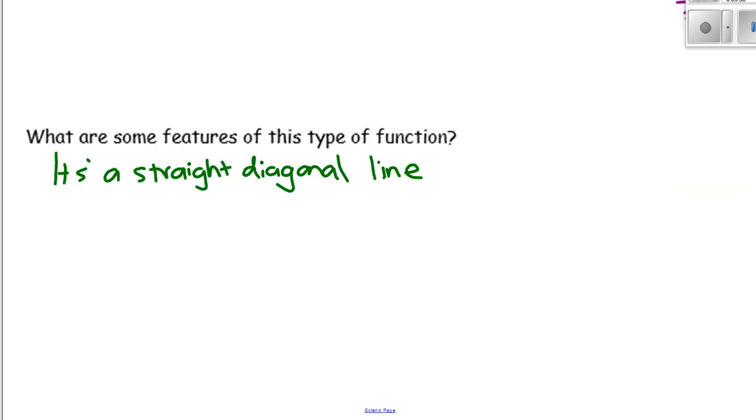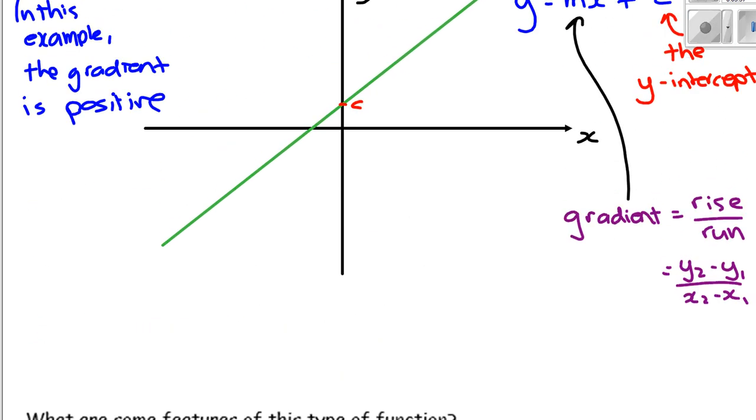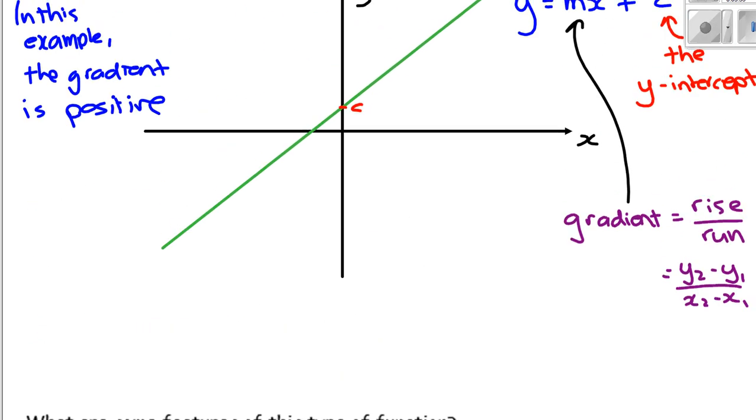So a straight diagonal line, that's one feature. Important, it has to be diagonal, not vertical or horizontal. It has a y-intercept. Linear lines have y-intercepts and they have x-intercepts. So there's a y-intercept and an x-intercept. Here's our x-intercept right there.